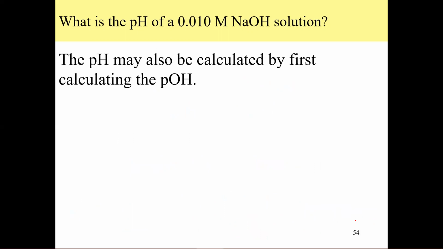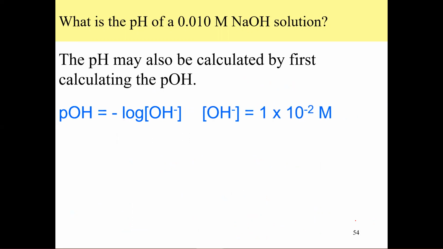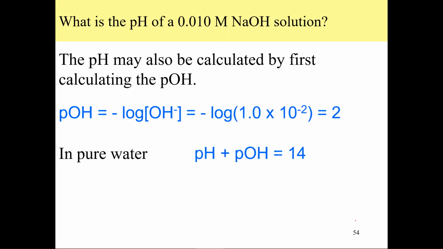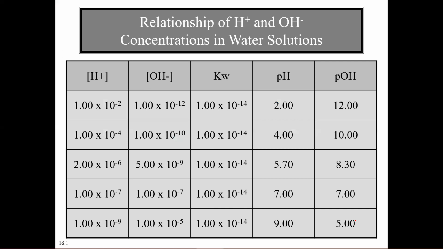The pH may be calculated also by calculating pOH first, if you wish to do that. In pure water, pH plus pOH is 14. Then you can calculate it that way. If you look at different concentrations related to each of them, essentially these are acids, and these are bases. So essentially for this one is a base. This is neutral.